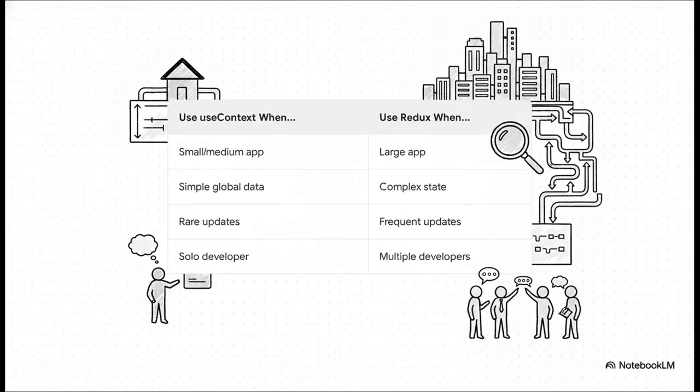If you're working on a smaller app, or your global data is pretty simple and doesn't change that often, React's built-in useContext is probably your friend. It's simpler. But when that app starts to get large, when the state gets really complex, when you have lots of frequent updates, and especially when you have a whole team of developers working on it, that's when the strict, predictable power of Redux really starts to shine.